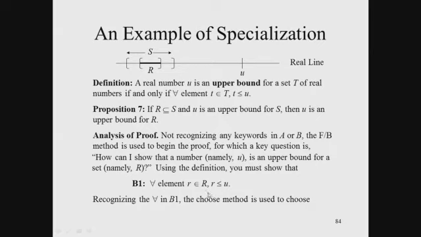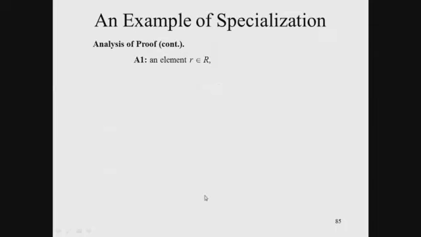Next, you have to remember how the choose method works. And so let me remind you. Choose an object with the certain property. So what does that mean in this example? What am I going to choose? An element in the set R. There it is. And when you choose that object, it becomes part of your forward process. You've chosen it. You can use it.